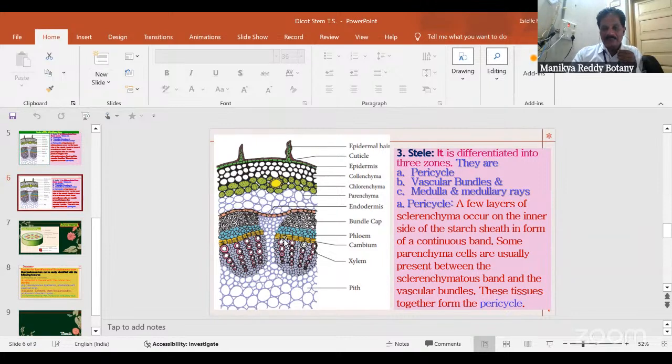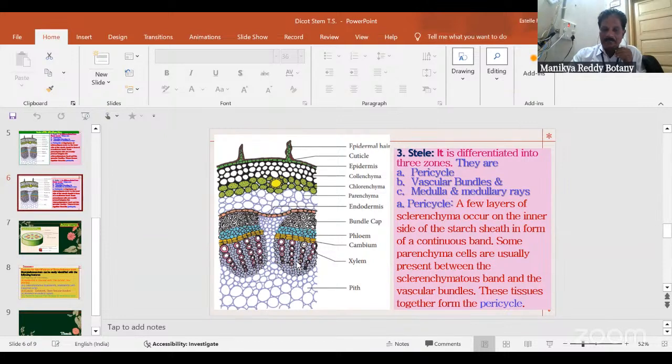These yellow color cells are seen in the slide. This is cambium, vascular cambium. It helps in secondary growth, in the formation of secondary vascular tissues. That is, secondary xylem and secondary phloem are produced from vascular cambium during secondary growth. So this tissue is phloem. The entire structure is called vascular bundle.